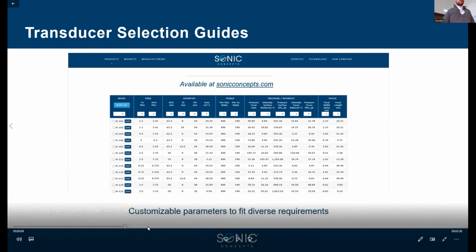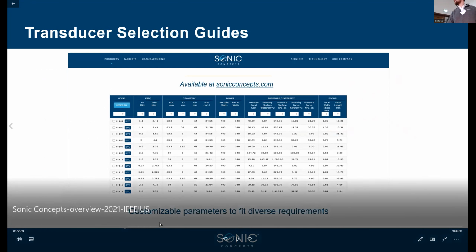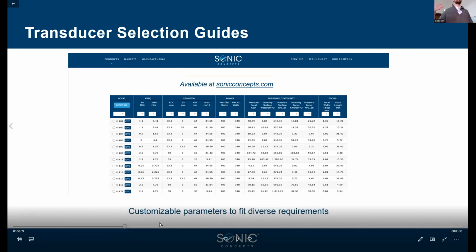If you've had the pleasure of visiting the Sonic Concepts website and trying out the transducer selection guide, you'll see that the parameters that they're working with are particularly challenging, but they have tools available that can give you an idea of what elements you need to consider to be able to achieve the reach and targets that you want to get to. We've tried to simplify that with Neurofus a little bit by giving some standard options of transducers, but as we know from research, customization is always a necessary consideration, especially when we're pushing the boundaries of what you're trying to achieve.